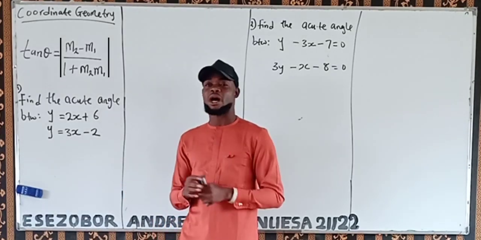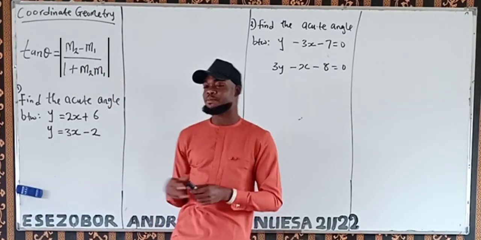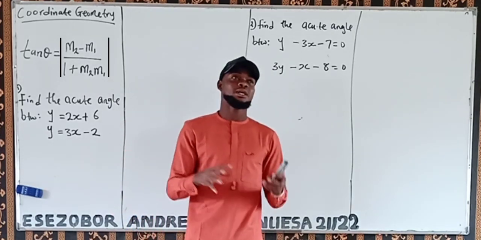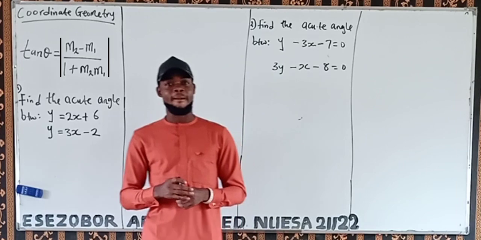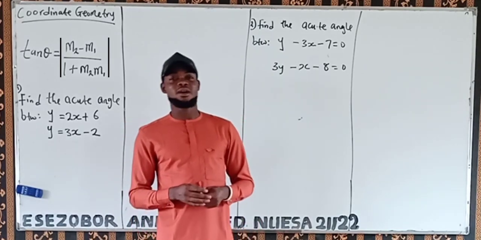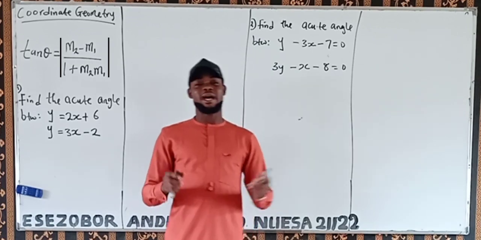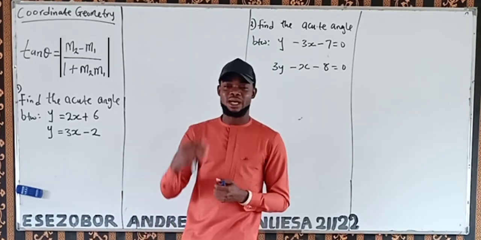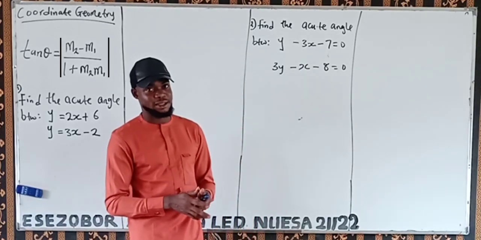So the next thing now we have to do is to go to this topic properly, which is coordinate geometry. We have done equations of a straight line, and today I want to look at what I call angles between two lines. Angles between what? Between two lines. How to get the angles between two lines.